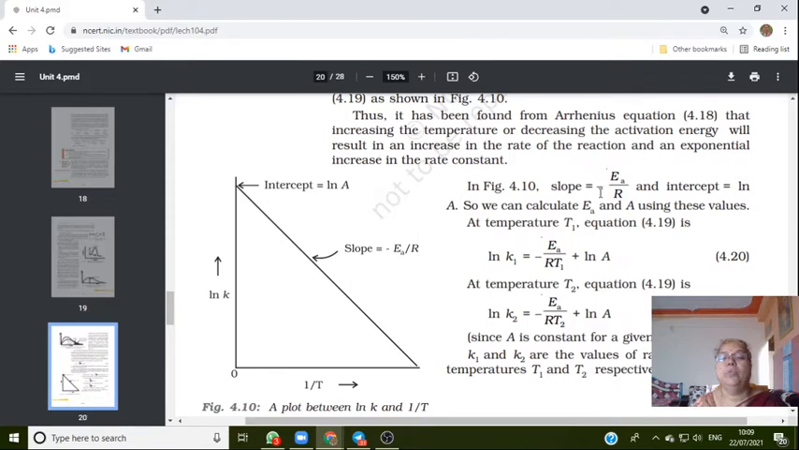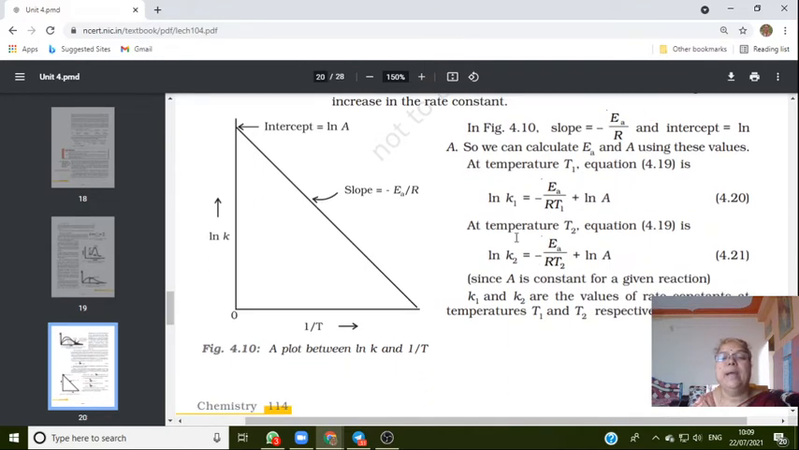Here, the slope of this line is minus EA by R, and the intercept is ln A, where A is the Arrhenius factor. So we can calculate EA and A using these values. At temperature T1, ln K1 is equal to minus EA by RT1 plus ln A.